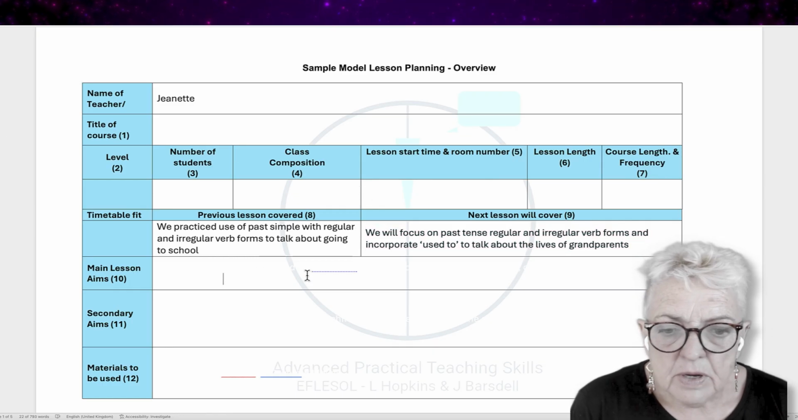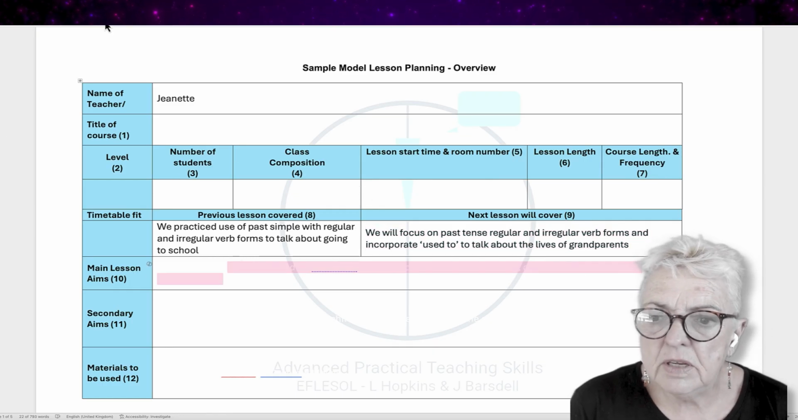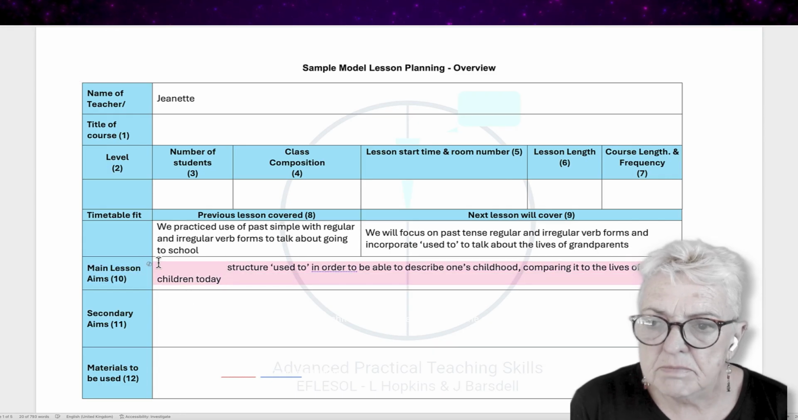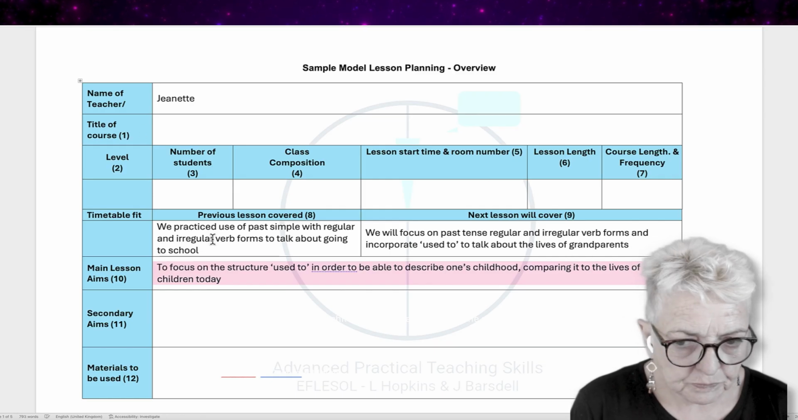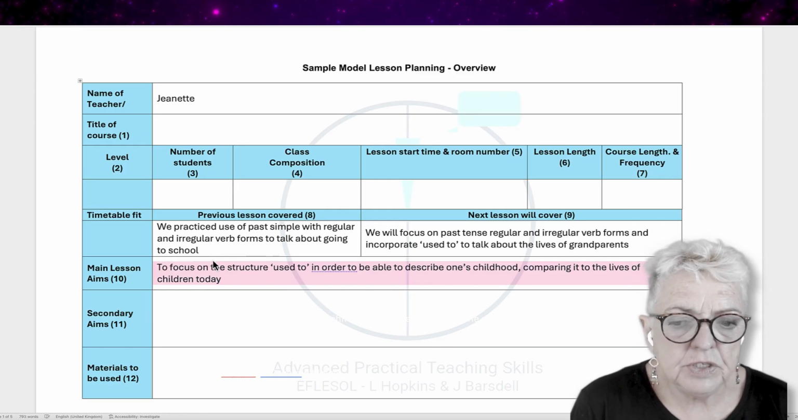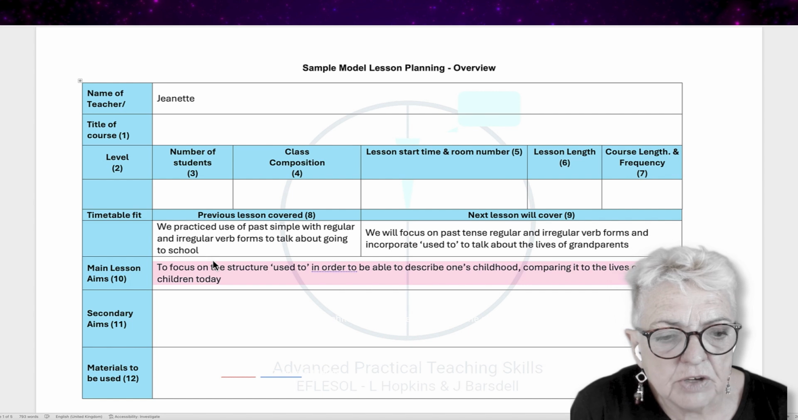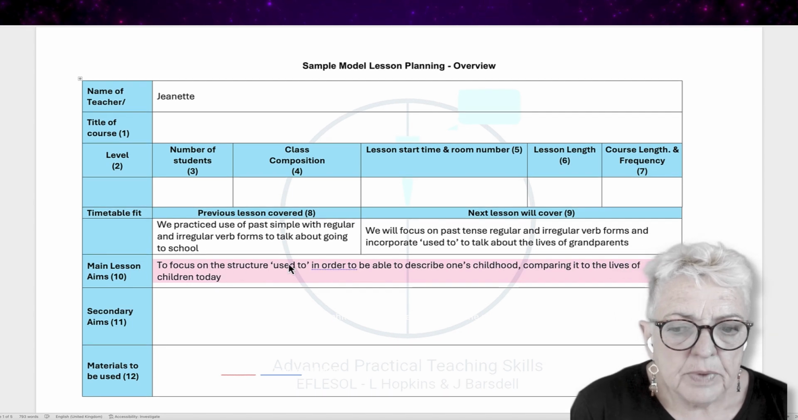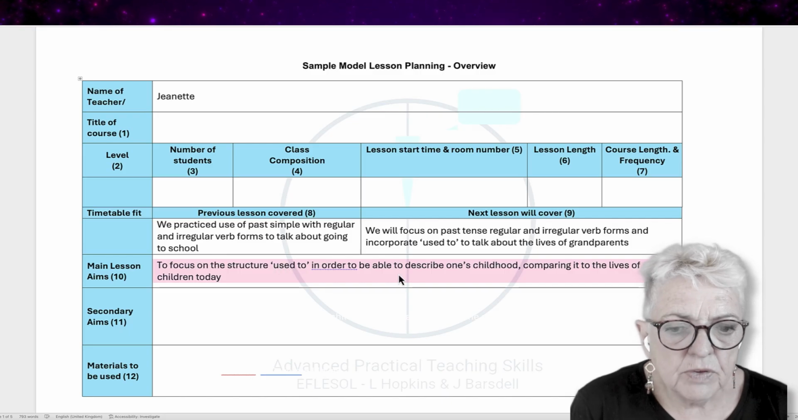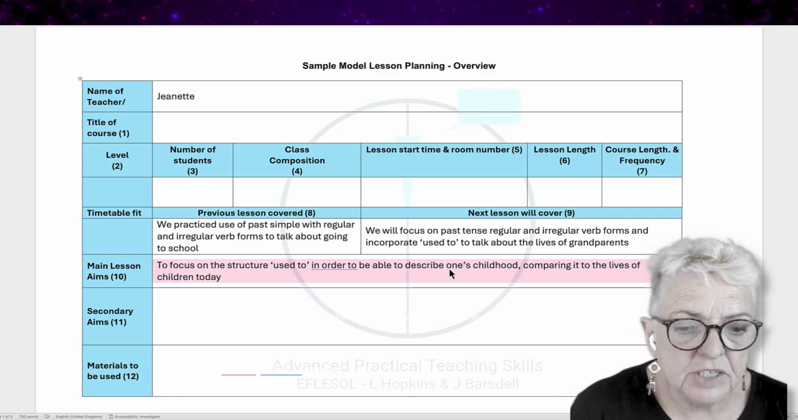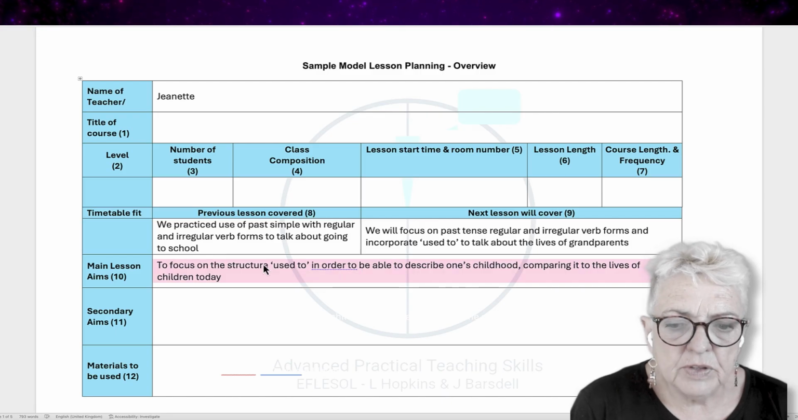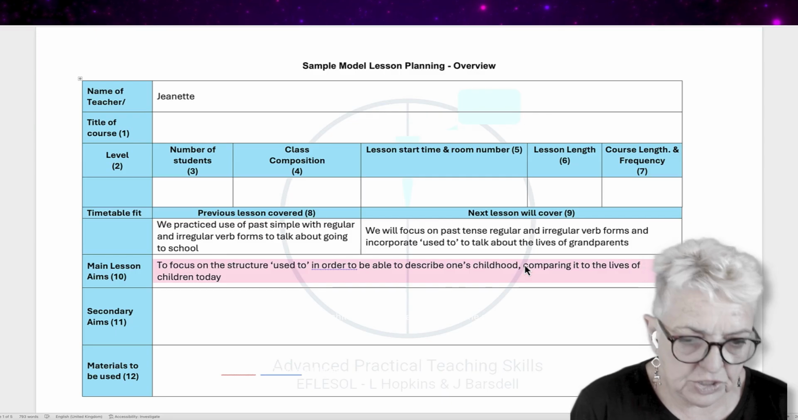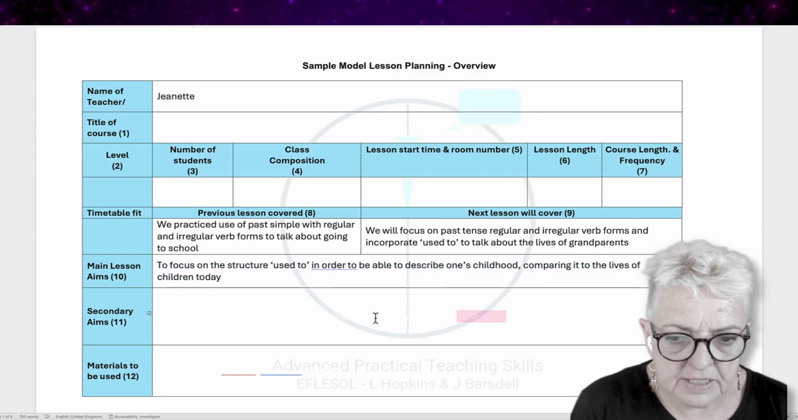All right. So main aim of the lesson, and this obviously can vary. This is just kind of my idea for one. So to focus on used to in order to be able to describe one's childhood, comparing it to the lives of children today. So we've got the language and we've got the outcome. What are we going to do with it? We're going to use that language in order to compare it to the lives of children today.